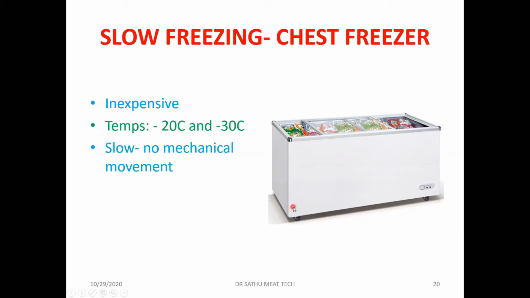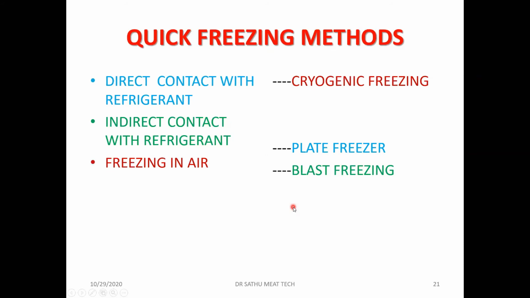So let's see the different methods of quick freezing. One is direct contact with the refrigerant. An example is cryogenic freezing, which we are going to see. Then indirect contact with the refrigerant, where the food material does not come in direct contact with the refrigerant. So what is a refrigerant? A refrigerant is something like freon, ammonia, or liquid nitrogen. All these are called refrigerants. In another class, I'll be explaining the working of the freezers and the refrigerants.